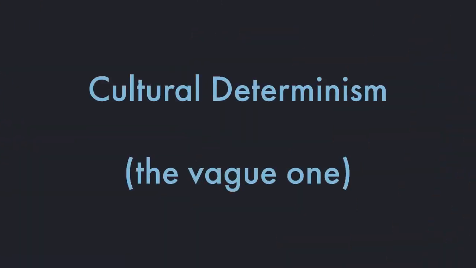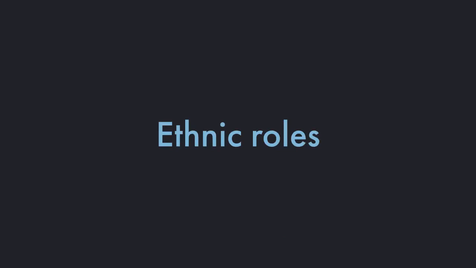Cultural determinism, the vague one. And there are obviously like an infinite number of possible determinisms, probably some that haven't been thought of yet. And I'm going to call everything else, just to keep it easy, cultural determinism. And this could include really kind of anything in human culture that shapes the future of history for humans.